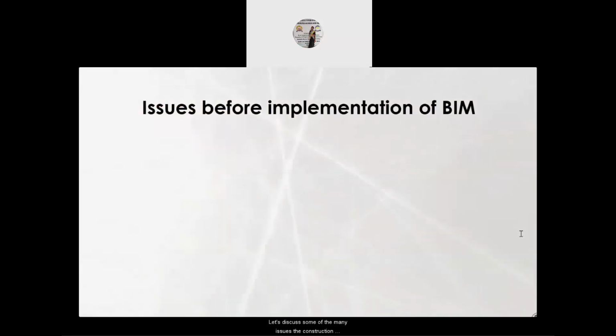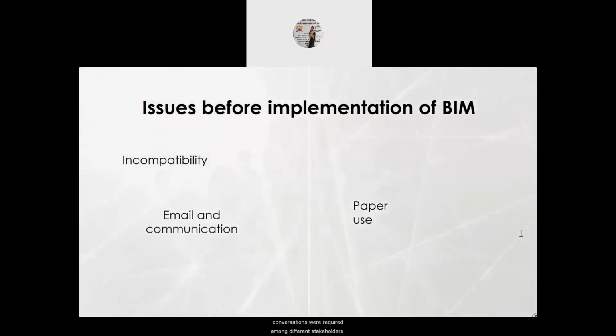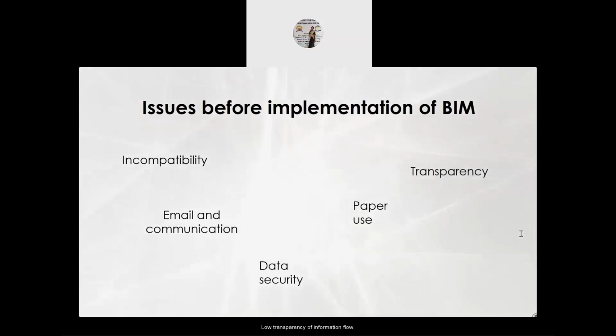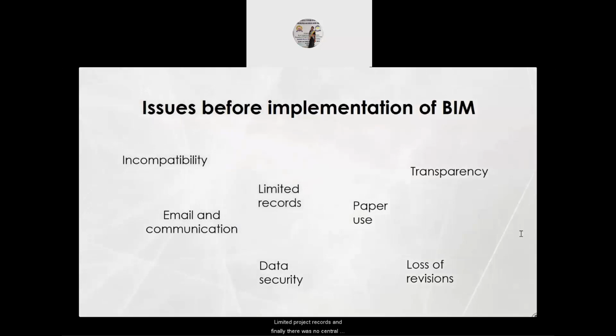Let's discuss some of the many issues the construction industry was facing before the implementation of BIM. Incompatible IT systems, lots of problems around file sharing and different file formats. Extensive use of paper, email overload as more conversations were required among different stakeholders, low data security and unclear modern data ownership, low transparency of information flow, loss of revision documents, limited project records, and finally, there was no central model containing all project information.